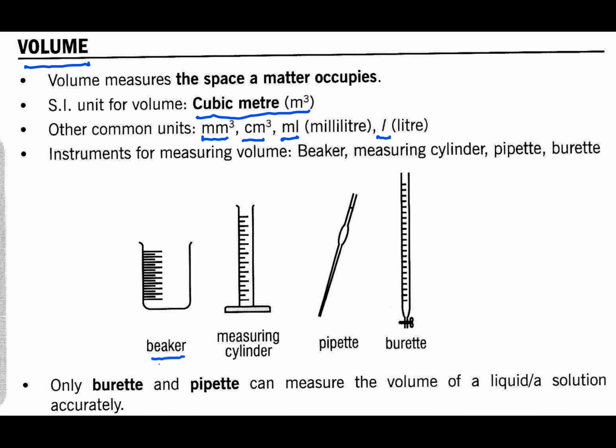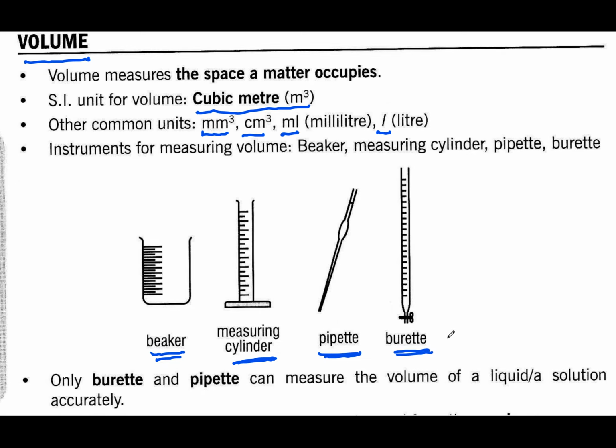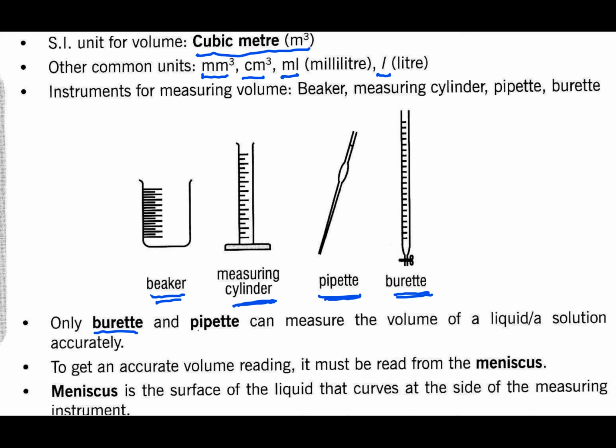We have the beaker, which makes rough volume measurements, the measuring cylinder that measures volume up to 1 centimeter cube precision, the pipette that measures volume up to 0.1 centimeter cube precision, and the burette that often measures up to a precision of 0.01 centimeter cube. Thus, it is the burette and the pipette that can perform accurate, precise measurements.